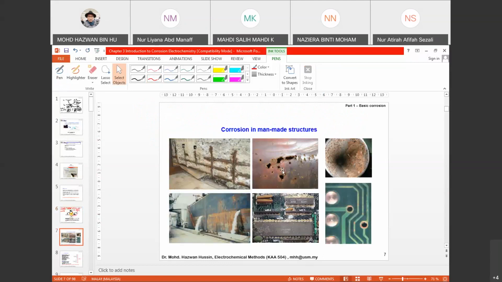I think a few examples of corrosion in man-made structures can be seen. For example, this one is actually a corrosion of reinforced steel in a concrete wall. You can also see localized corrosion by formation of pittings in structures like this. Okay, see the same thing. I think the corrosion in the pipelines. Okay, and others will be related to corrosion in electronic devices.